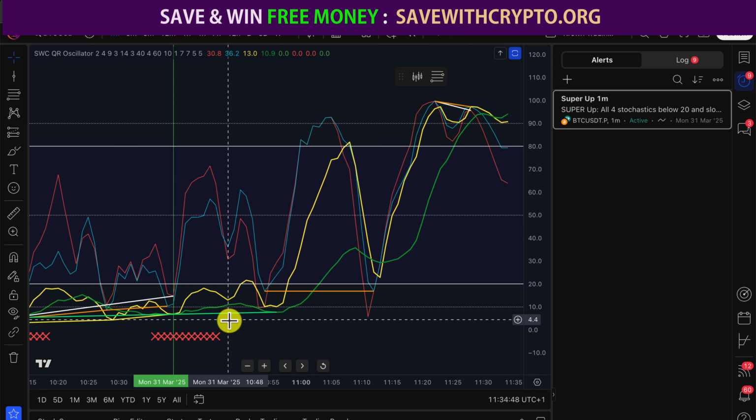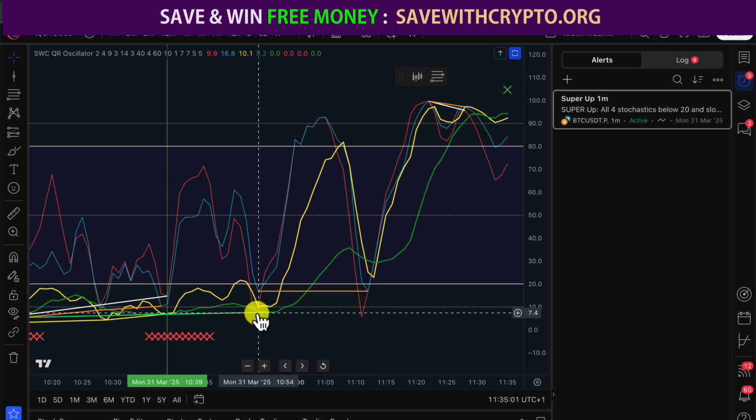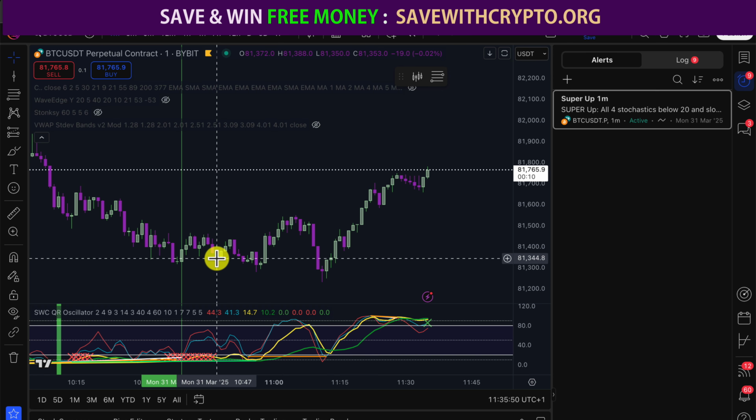Now at this point you might have chosen to go long, and part of the reason for that is this green line here, which is where bullish divergence had been detected on this green stochastic here. So basically anywhere from about here you could have considered going long.